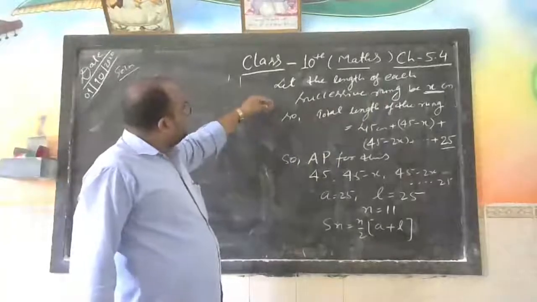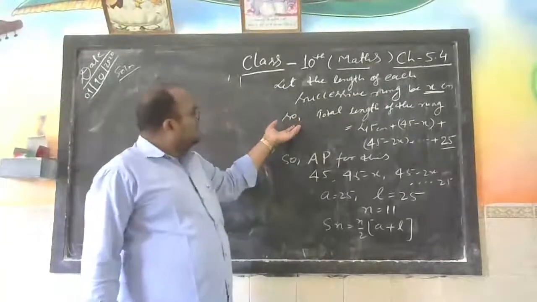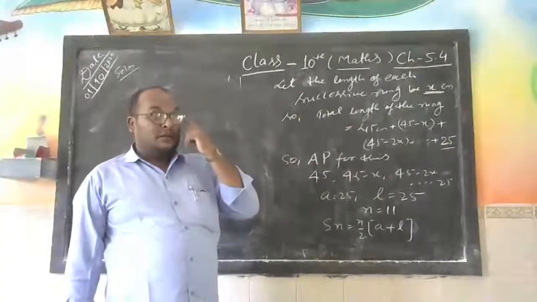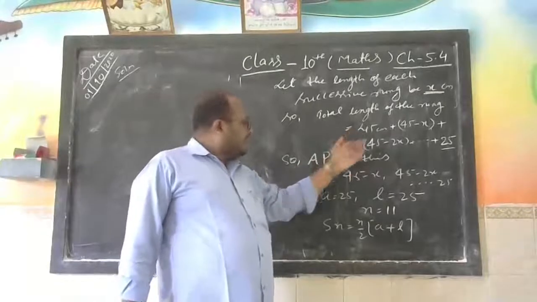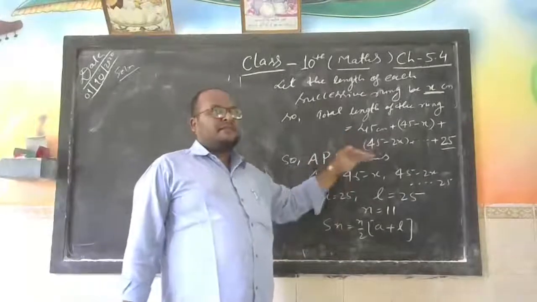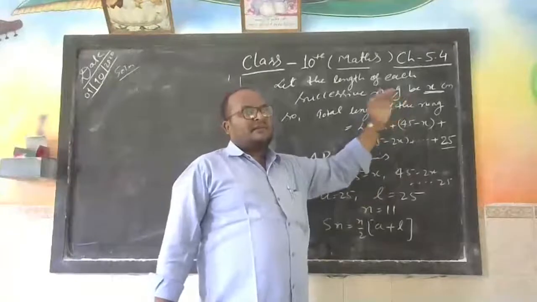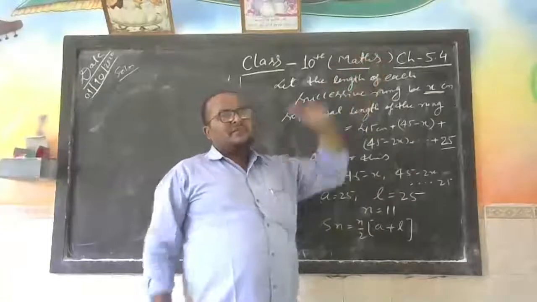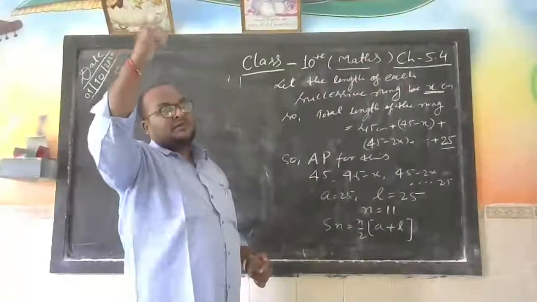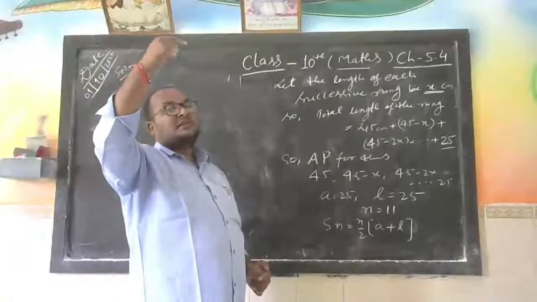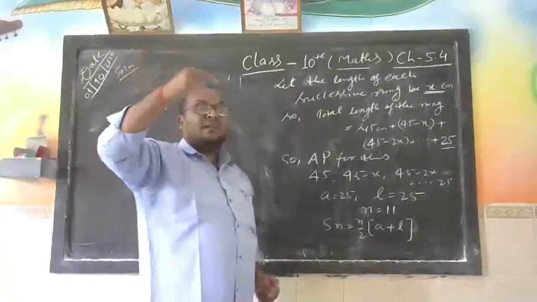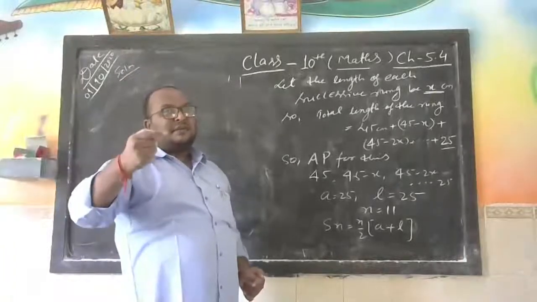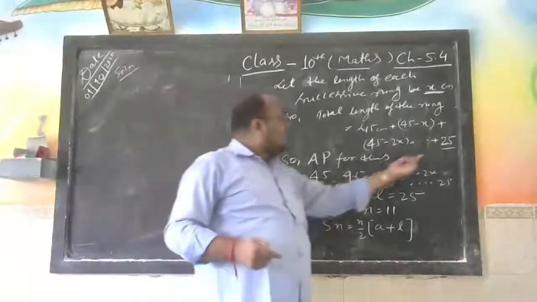Okay. Now what will be the total length of the rung? 45 from the bottom, plus 45 minus x, next level, then 45 minus 2x, then next level, then 45 minus 3x, next level, up to the 11th term. The 11th is the last, and the length of the 11th rung is given here as 25.